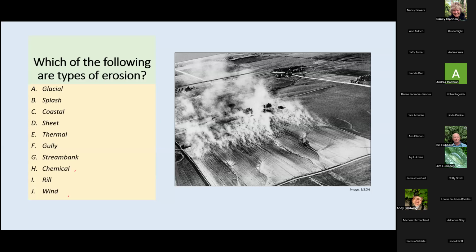And also, I feel that in trying to understand how stormwater moves, it's very important to understand erosion, because erosion is one of those signs that you're going to look for when you step onto a property where there could be misinformation or a lack of information. So first question here, I think we've got 10 different types. Which of the following do you think are erosion: glacial, splash, coastal, sheet, thermal, gully, stream bank, chemical, rill, or wind? I'll give you a couple of seconds to think about that. Again, you're not going to throw it in the chat or come off mute and yell it.